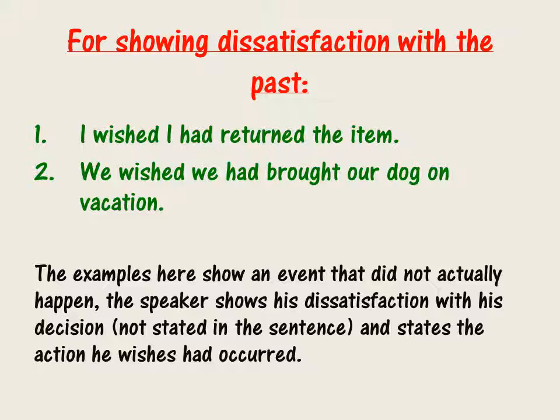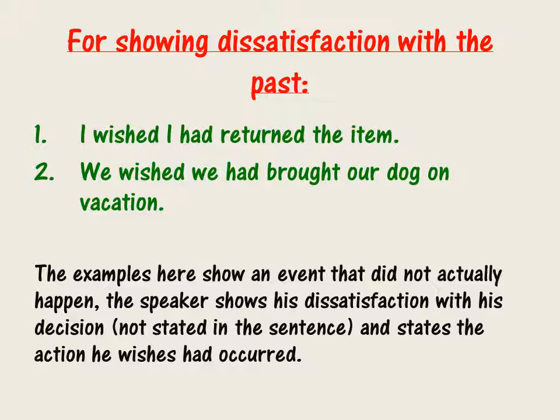The second is: we wished we had brought our dog on vacation. So these are some sentences which show a sort of dissatisfaction with the past. The person is dissatisfied with the past activity, but he cannot change it, and that cannot actually happen. Such kind of sentences will always use a past perfect tense.